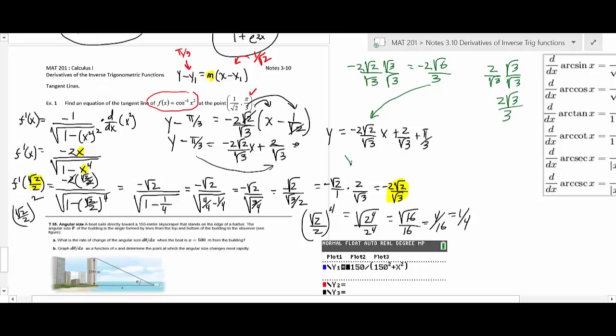So I'm going to write my final answer as y equals negative 2 root 6 over 3 x plus, then the 2 over root 3 is 2 root 3 over 3, plus pi over 3 like that. Okay, that's the equation of my tangent line right there. A bunch of arithmetic on that, but beyond that, it's not that complicated. Okay, so that's what I'm going to end up getting as the answer. Does everything look okay with that?